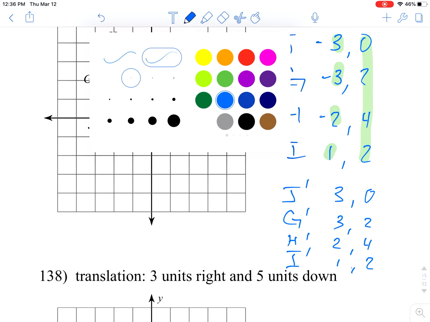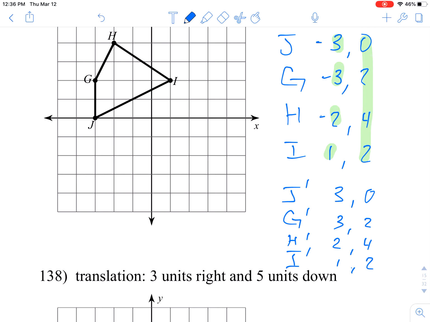If it was negative, it becomes positive. If it was positive, it becomes negative. So -3 is going to become +3. 0 stays 0. -3 becomes +3. +2 becomes -2. -2 becomes +2. +4 becomes -4. 1 becomes -1. 2 becomes -2. And then I go through and graph them. So 3, 0 for J is right here. And I put the prime. And G prime is going to be 3, -2, which is right here.